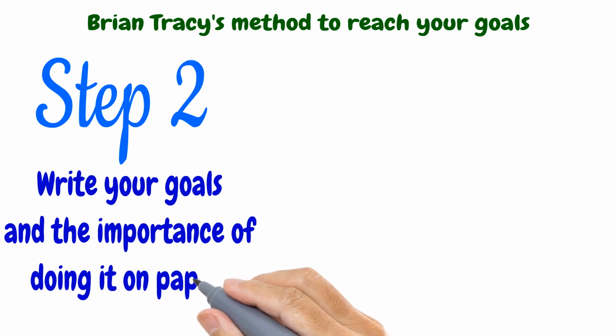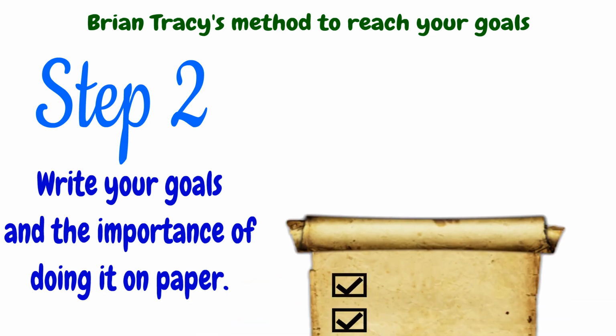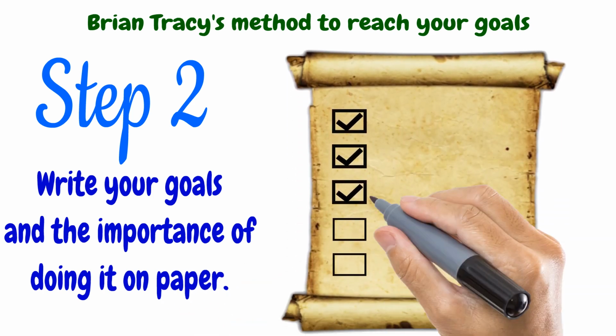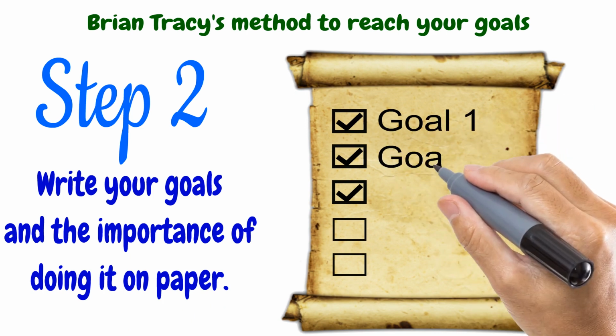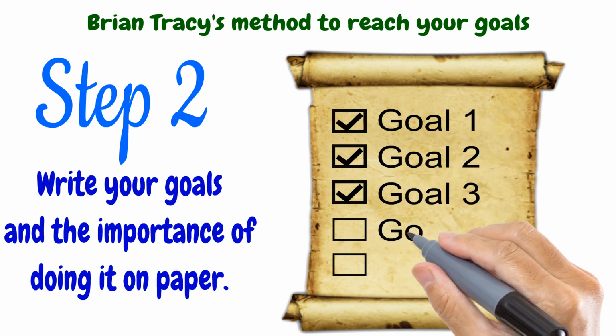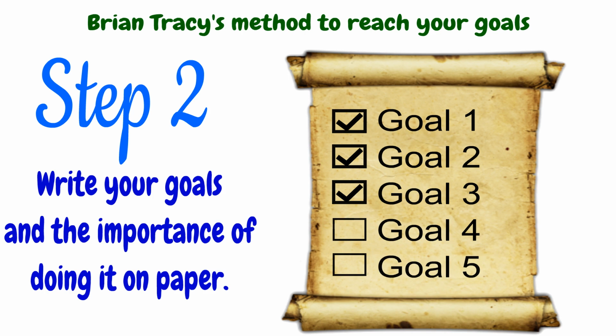Step number 2. Write your goals and the importance of doing it on paper. Brian Tracy says that success begins with a pen, paper, and a few minutes of your time. Writing your goals on paper gives you the feeling that you are filling a contract that has to be fulfilled. It tells your subconscious mind that what you are writing is important, so give it all the importance it deserves to write your goals on paper.